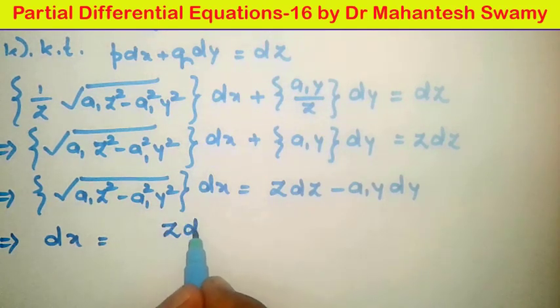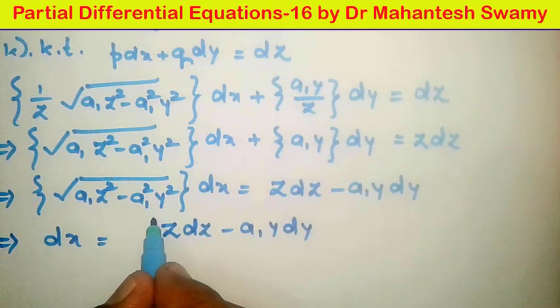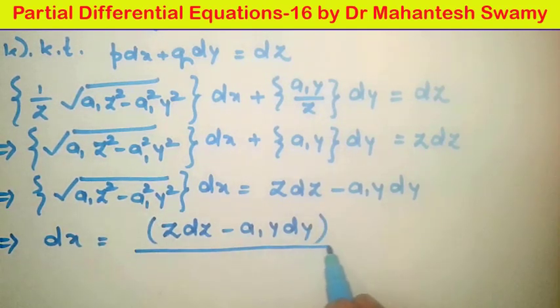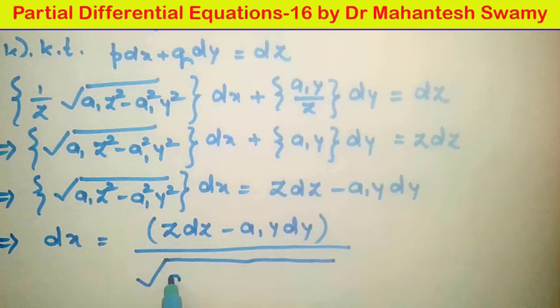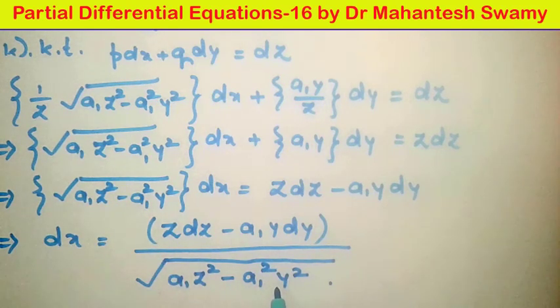z dz in the numerator minus a1y dy along with that. So this is the numerator divided by the denominator, which is square root of something like a1 z square minus a1 square y square. So this is the thing which is coming to the denominator. Now our duty is to arrange the terms here on the right hand side. Left hand side is very easy, we can directly integrate, whereas the right hand side must be simplified a little bit.